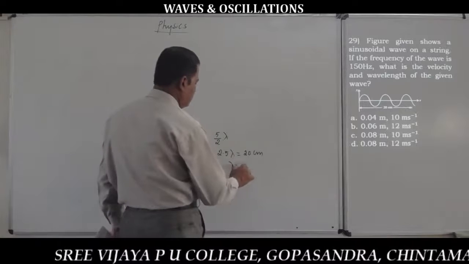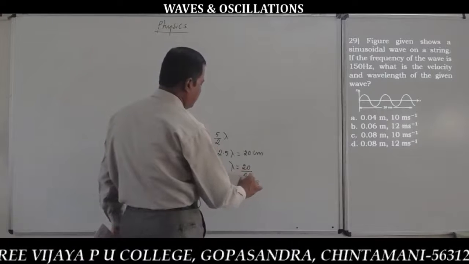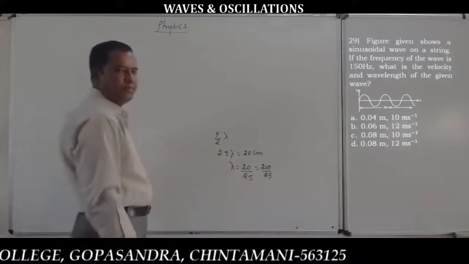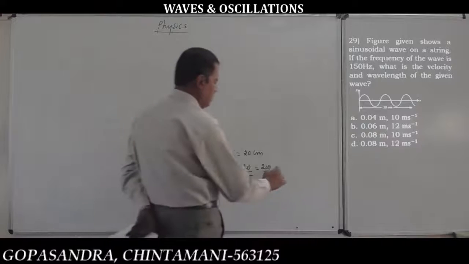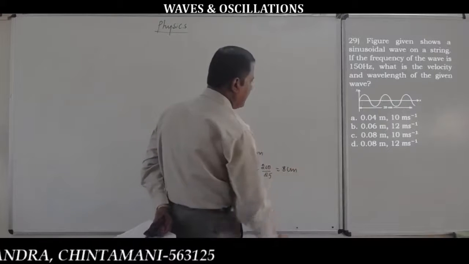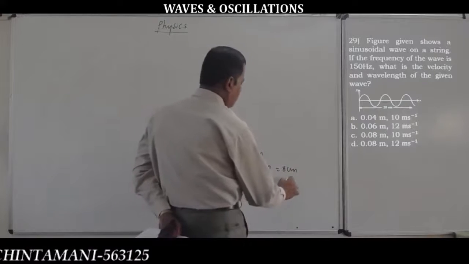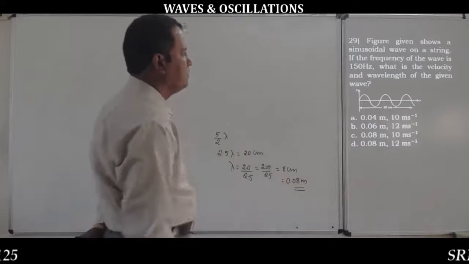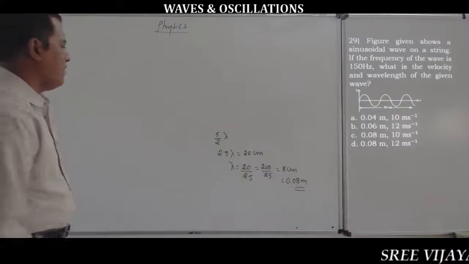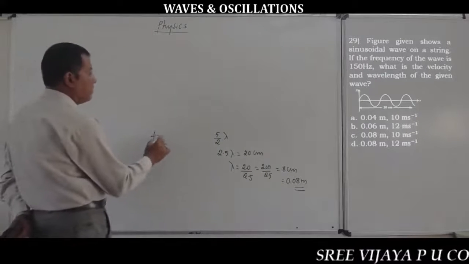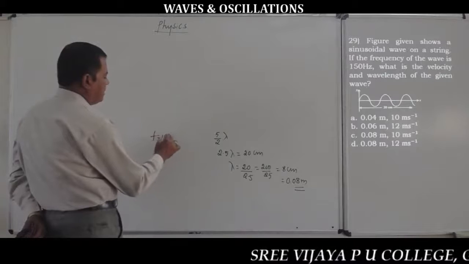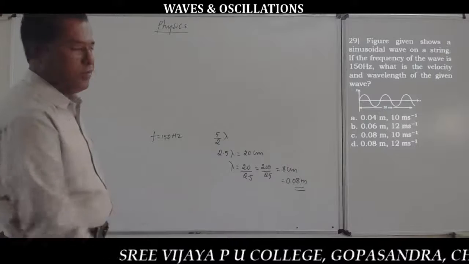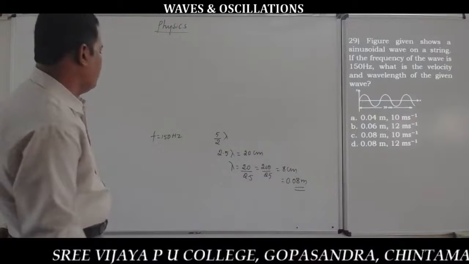Lambda is equal to 20 by 2.5, or 200 by 25. So we get 8 centimeter, or 0.08 meters. That is the wavelength. And the frequency of the wave f is given as 150 Hz. What is the velocity and wavelength? We have already found the wavelength, 0.08 meter. We are supposed to find the velocity.